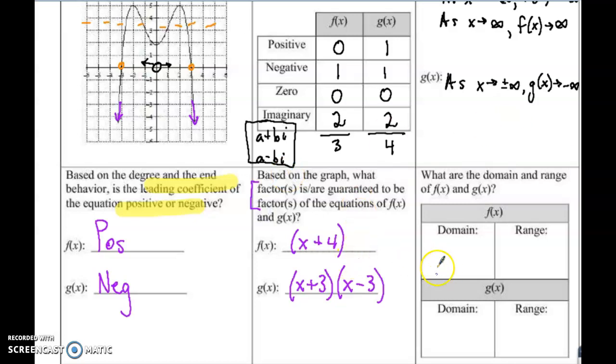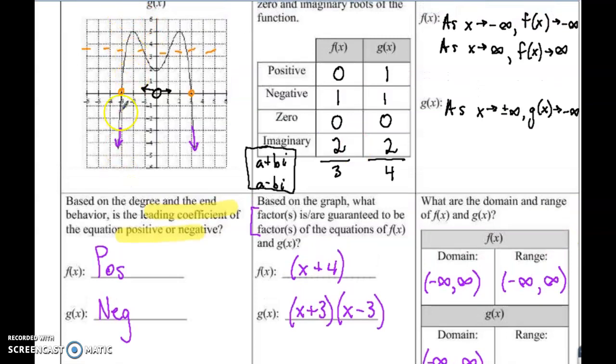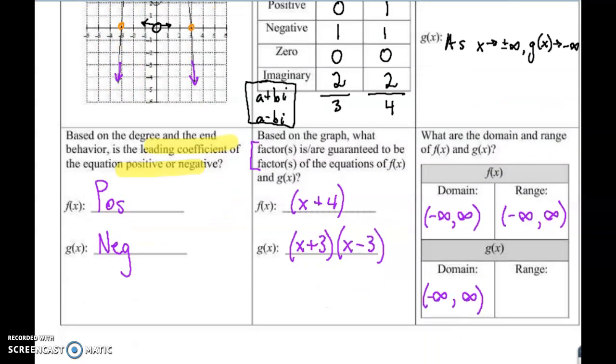For each of these, because it's a polynomial, the domain is all reals. Now the difference is for odd functions, the range is all reals as well. But with an even function, like g of x is, it's going infinitely down, but then stops once we get up to 5. So -infinity to 5.